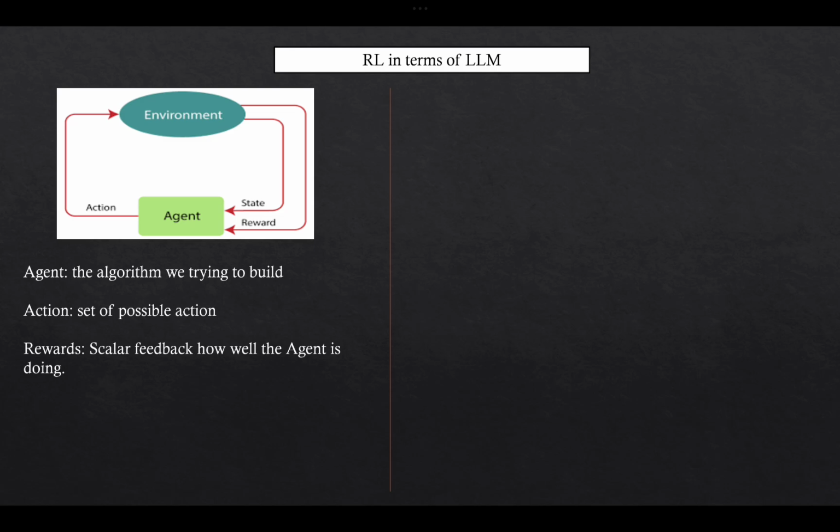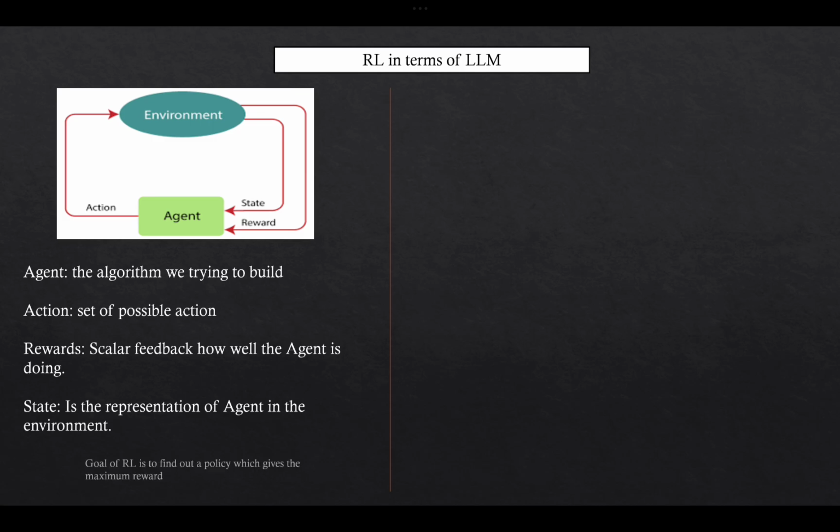After that we have a reward. This reward is nothing but a scalar feedback which will tell us how well the agent is doing in a given state in the environment. Then we have the concept of state, which is the representation of the agent in the environment. So the goal of reinforcement learning is to find a policy which will maximize the reward.